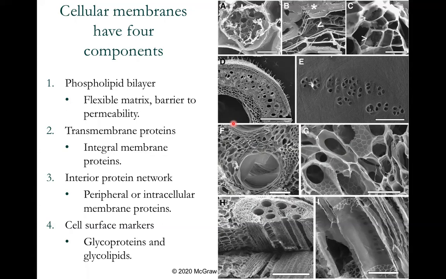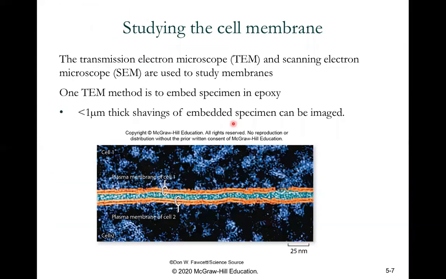And the interior protein network is where we find the peripheral or intracellular membrane proteins. Lastly, we have these cell surface markers that are the glycoproteins and the glycolipids that make up these cell surface markers themselves. Right? So it is important for us to understand these different receptors and the plasma membrane and all the different components that accompany cell permeability.